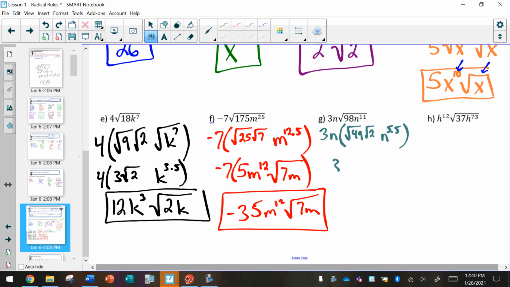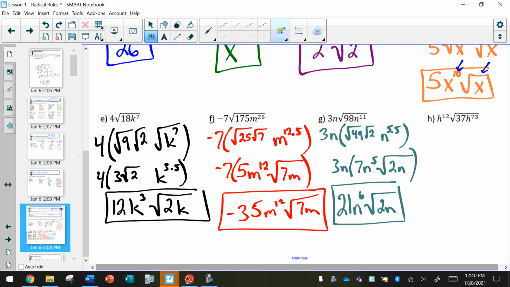So then this becomes 7n to the 5th. 7 coming from the square root of 49. N to the 5th coming from the 5 that's in front of the decimal. And then in the radical, we still have the 2, that was the irrational number, and an extra n because of the 0.5. Now do that times 3n. So 3 times 7 is the 21. Add the exponents on the n to make it n to the 6th, and then radical 2n, finish it off.